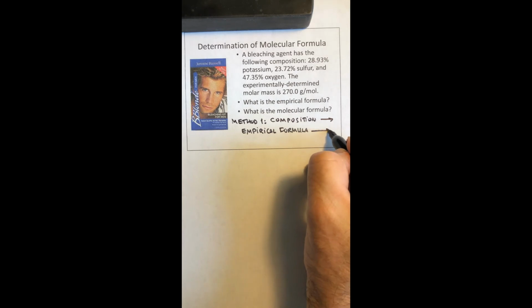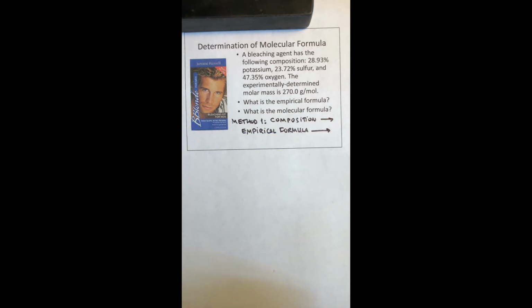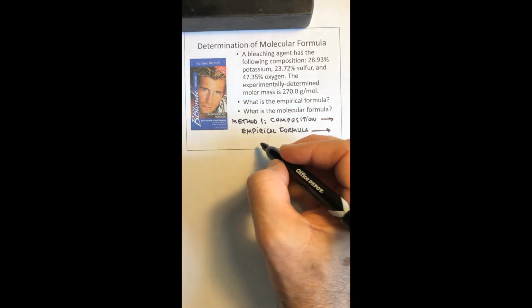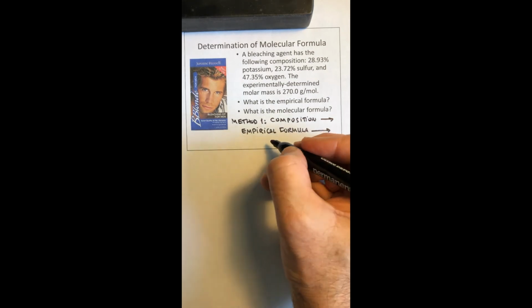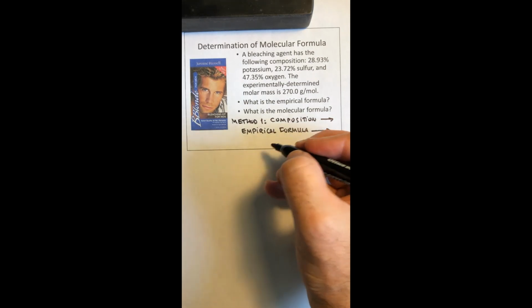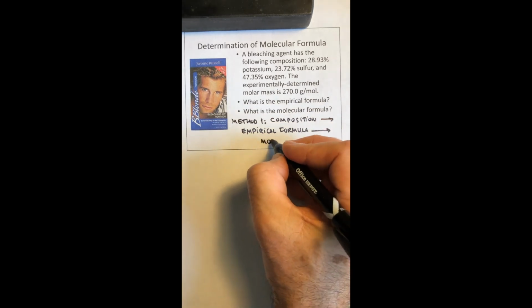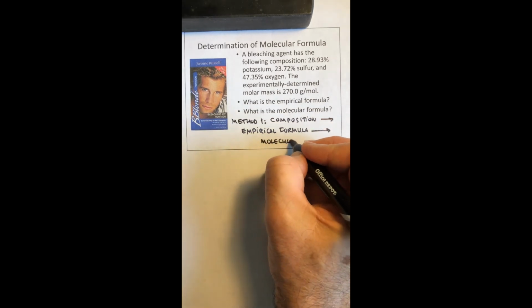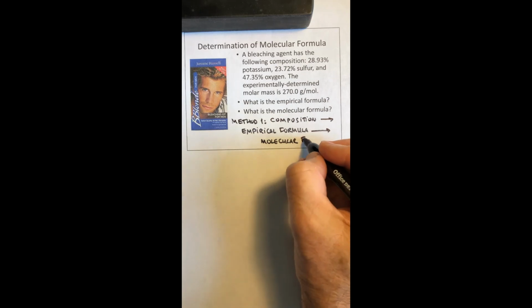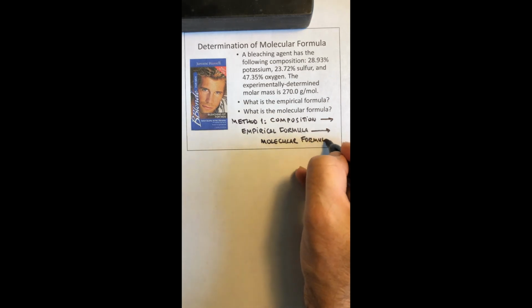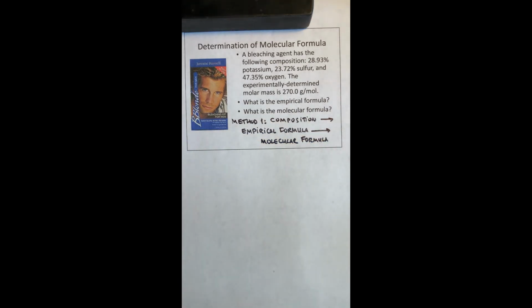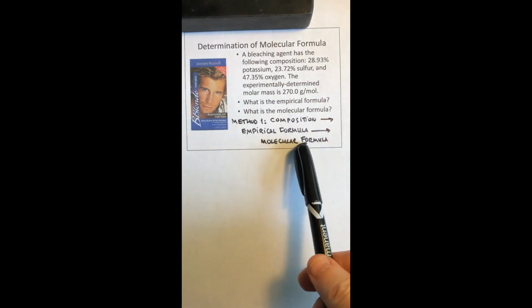And then, from knowing the molar mass, we can figure out how many times the empirical formula fits into a formula that will match the molar mass. And that's how we found the molecular formula. And you can do it this way. Now I'm going to show you an alternative, which is to actually first find the molecular formula and then from there simplify to get the empirical formula.